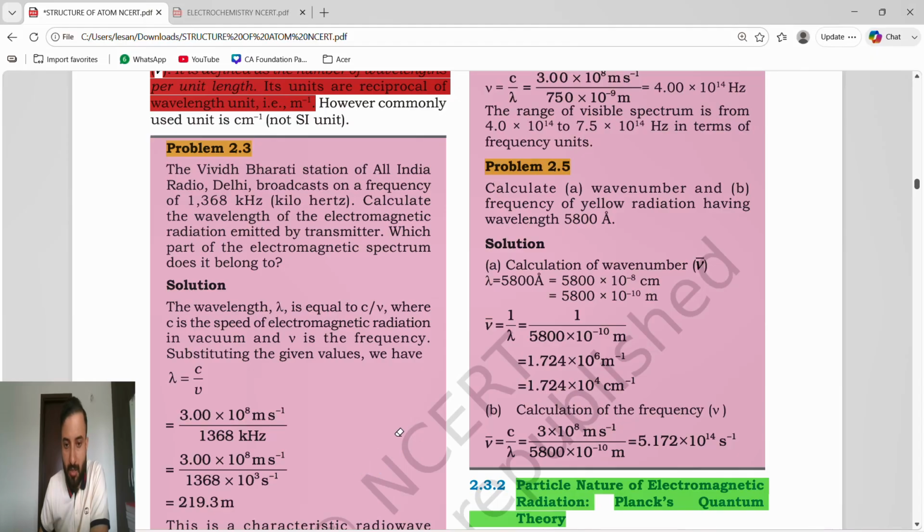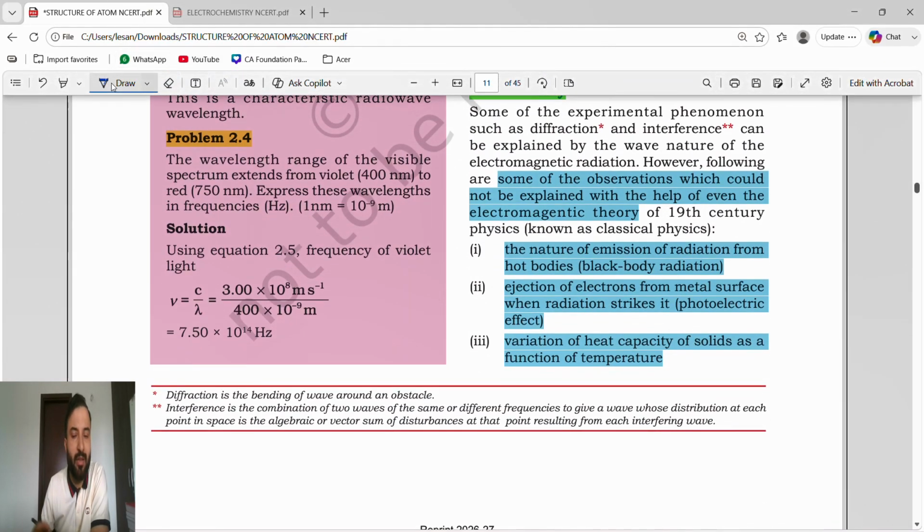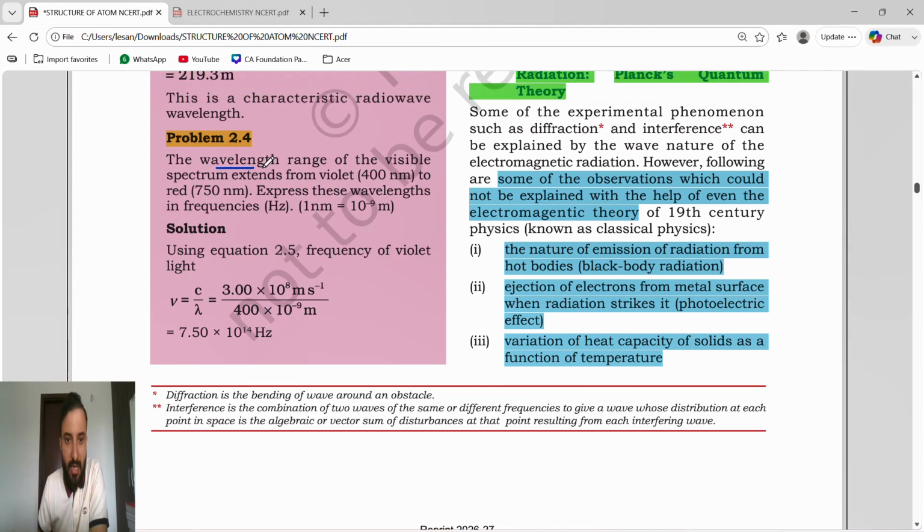Yes sir. Now 2.4, easy peasy. They are talking about the wavelength range of the visible spectrum extending from violet to red. The wavelength of violet light is given as 400 nanometer, nm meaning nanometer, and the wavelength of red light is given as 750 nanometer. They said express these wavelengths in terms of frequency.